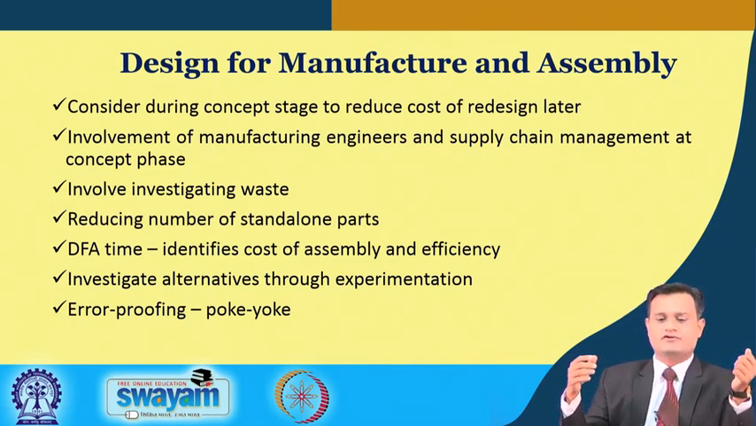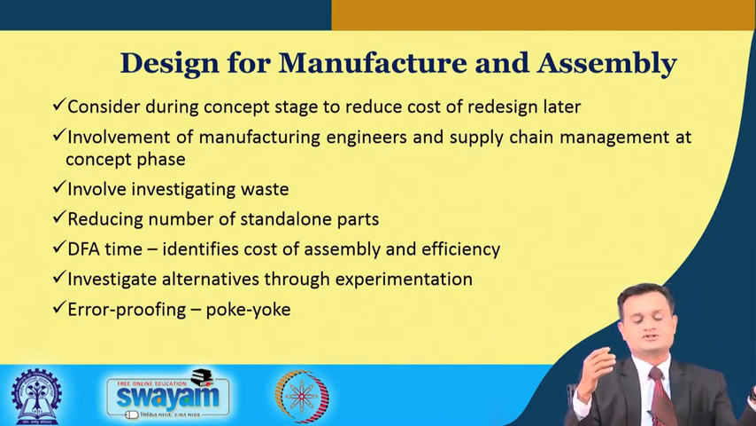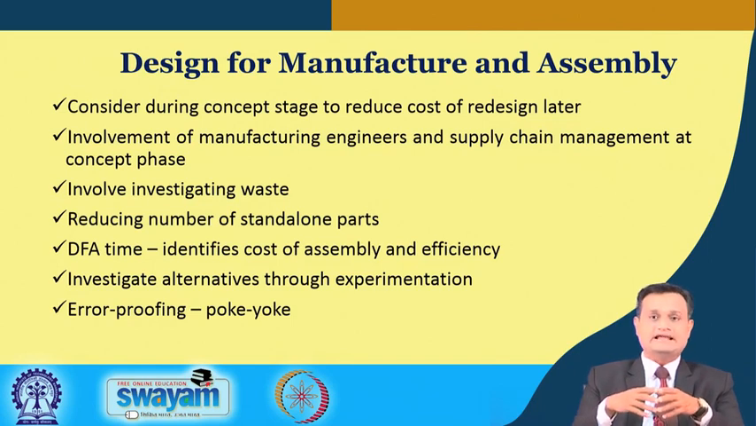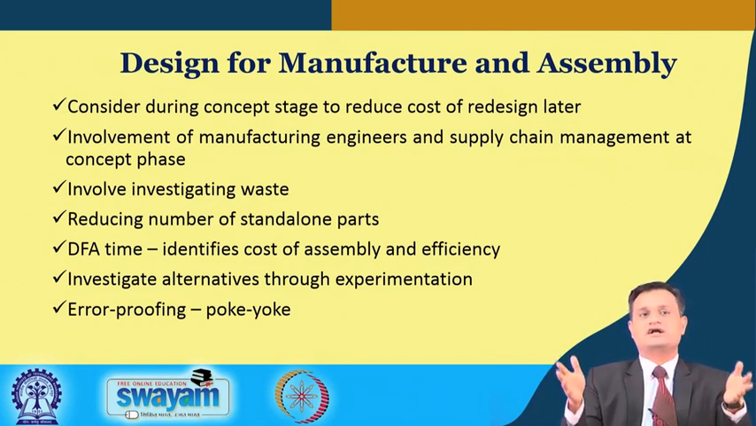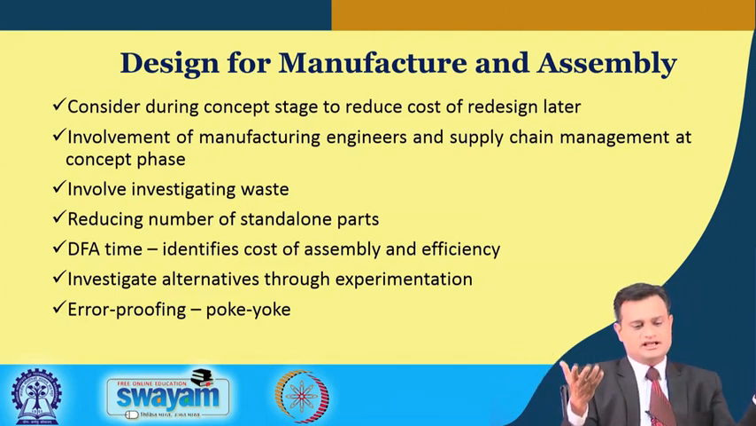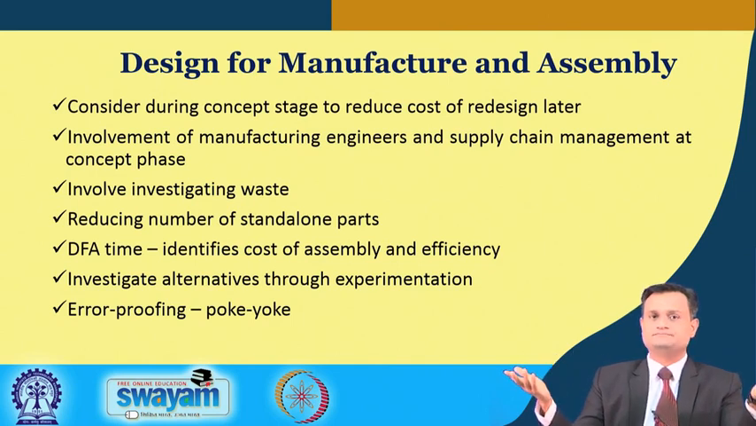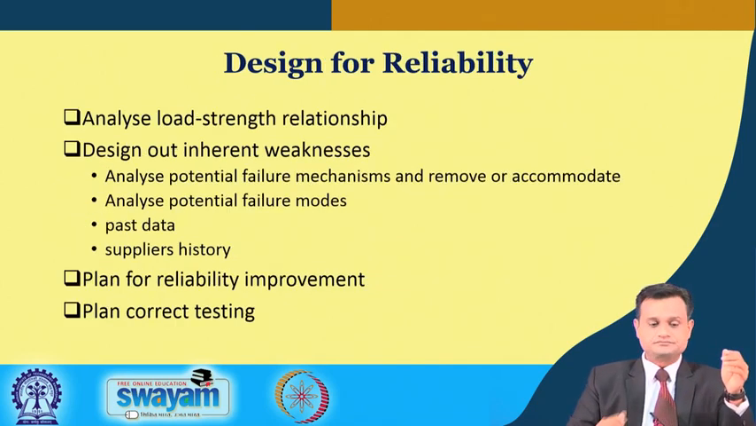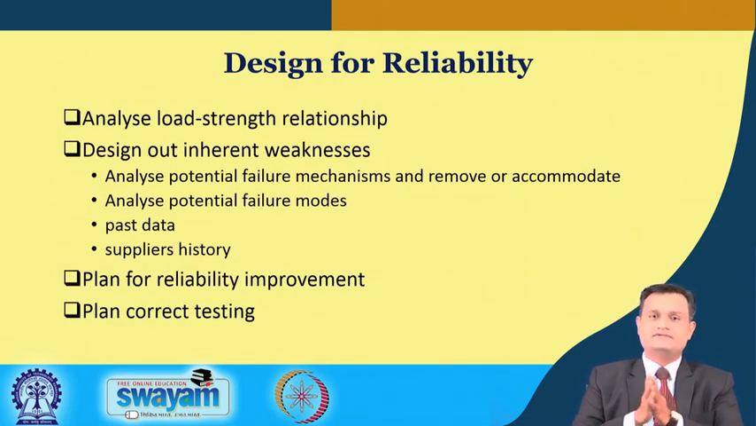One is design for manufacture and assembly. You can consider right at the design stage, the concept stage, what kind of manufacturing processes you would be needing, and whether you really have this kind of manufacturing setup, equipment, or operator skill available or not. You can also think about error proofing, a Poka-yoke kind of strategy, so that you don't make mistakes while executing your production. Then you have design for reliability.